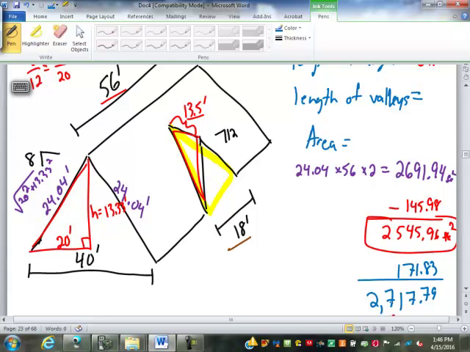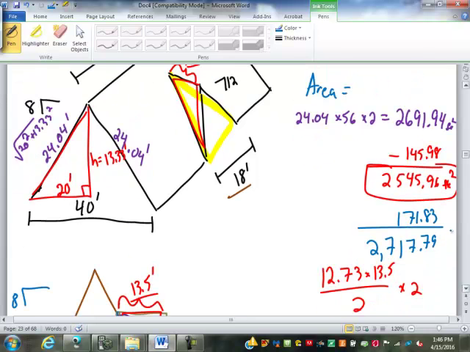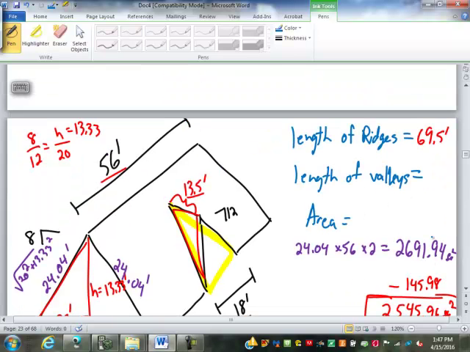So 2,717.79 square feet is my roof area.